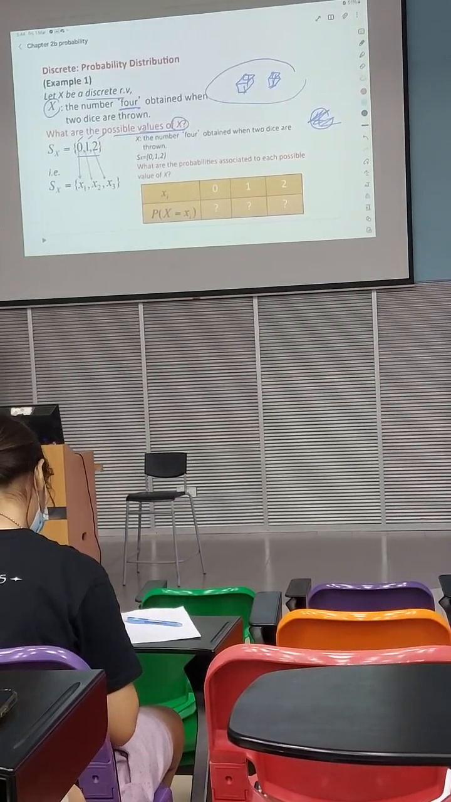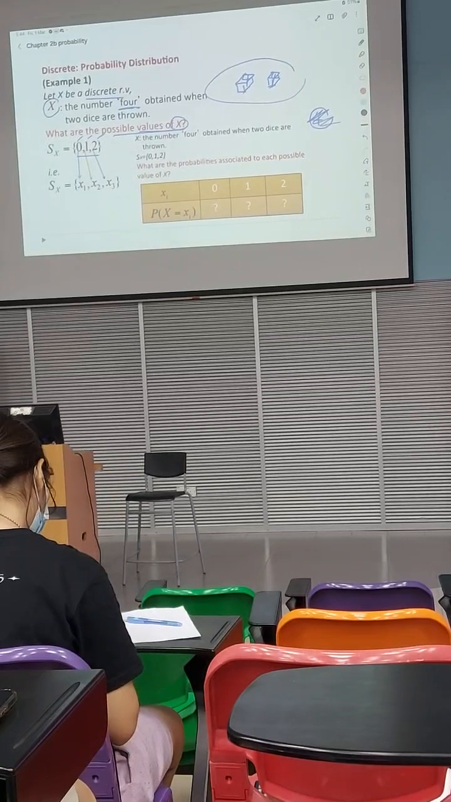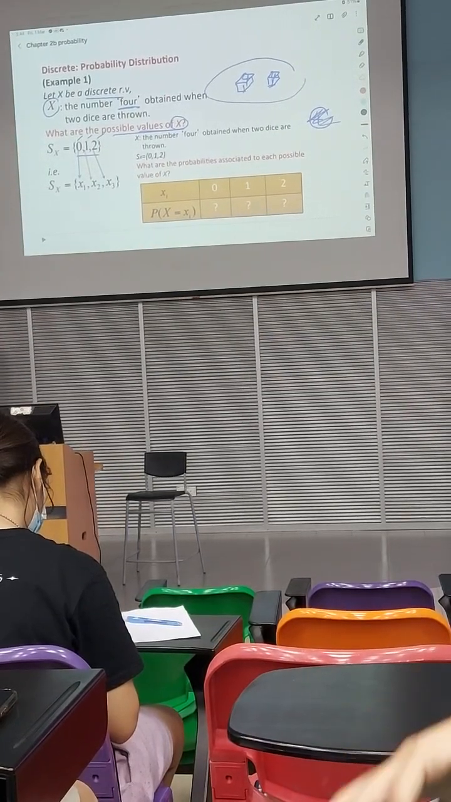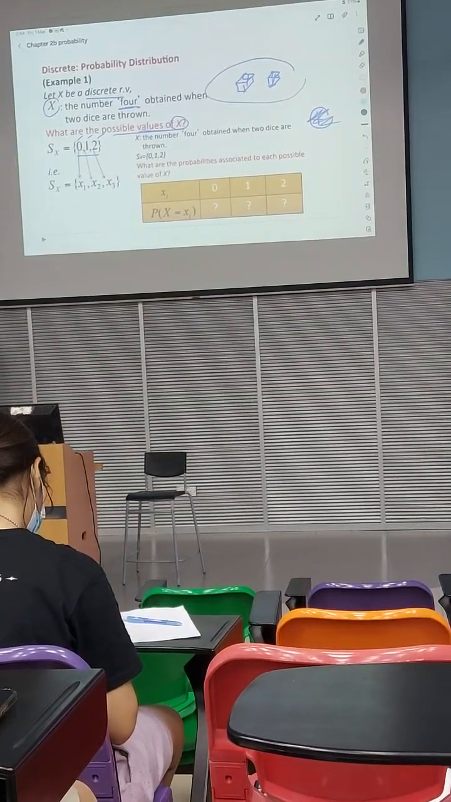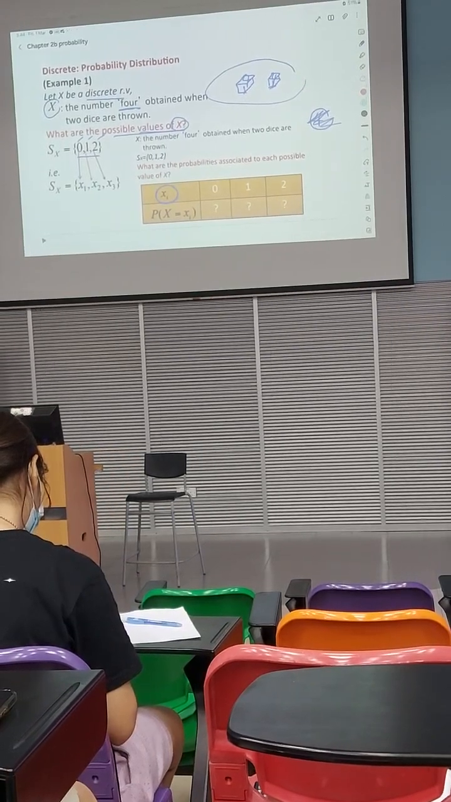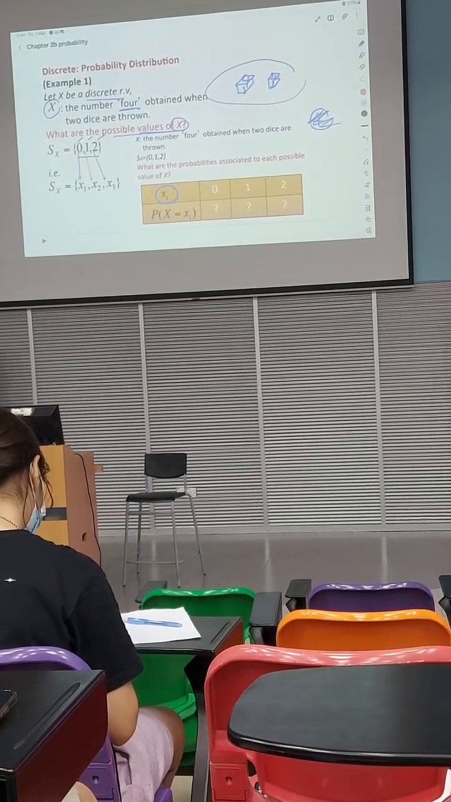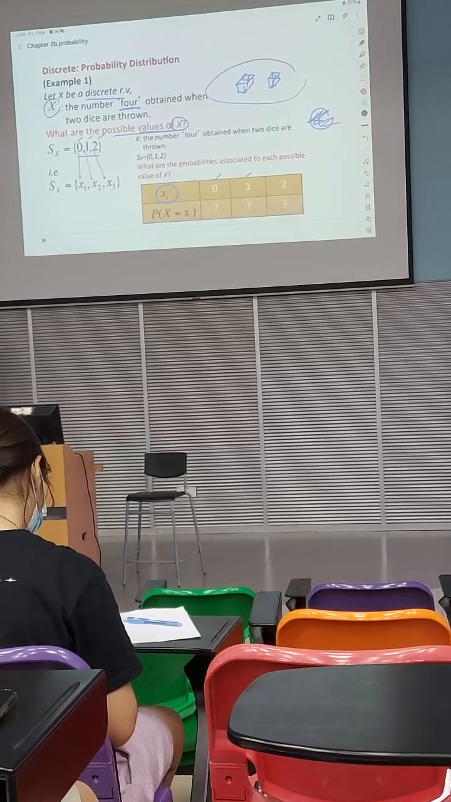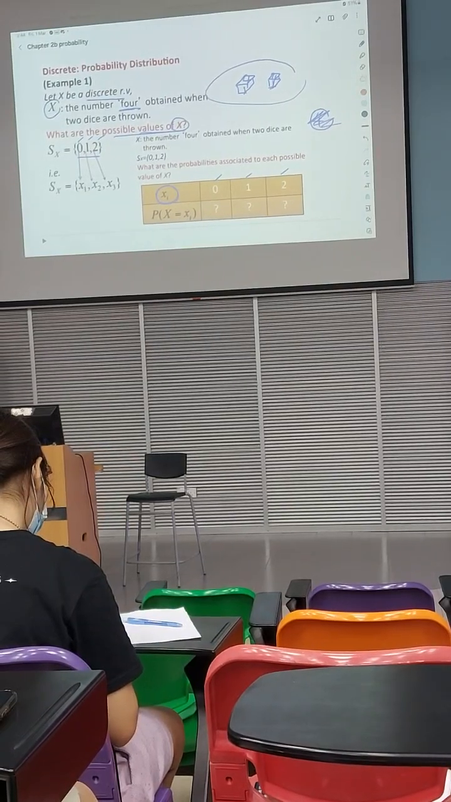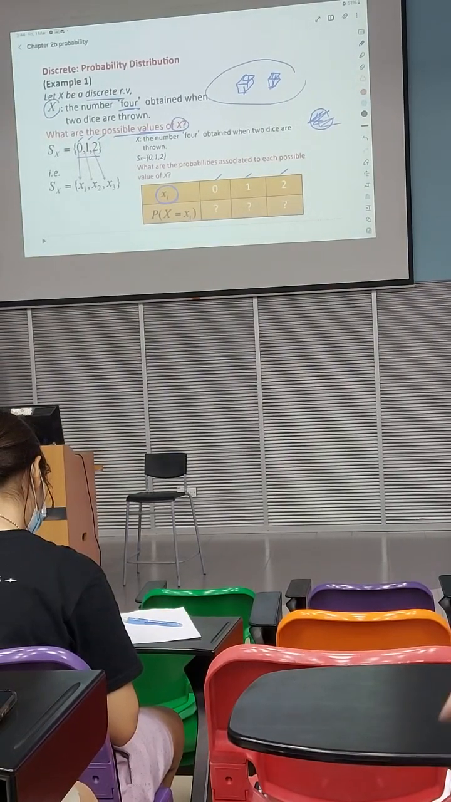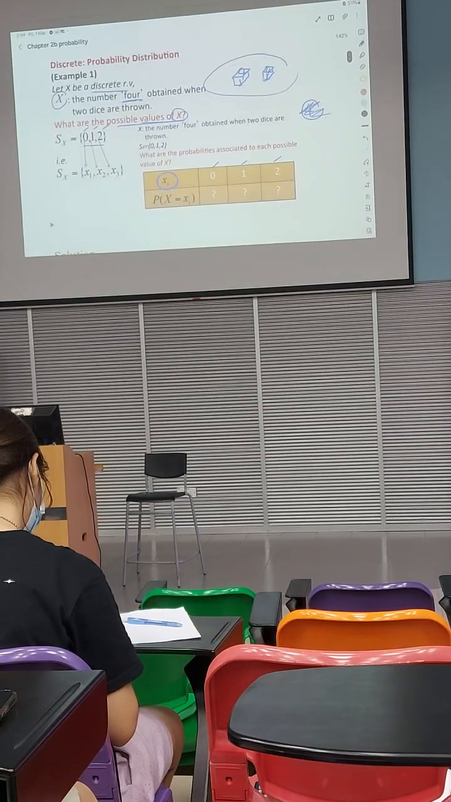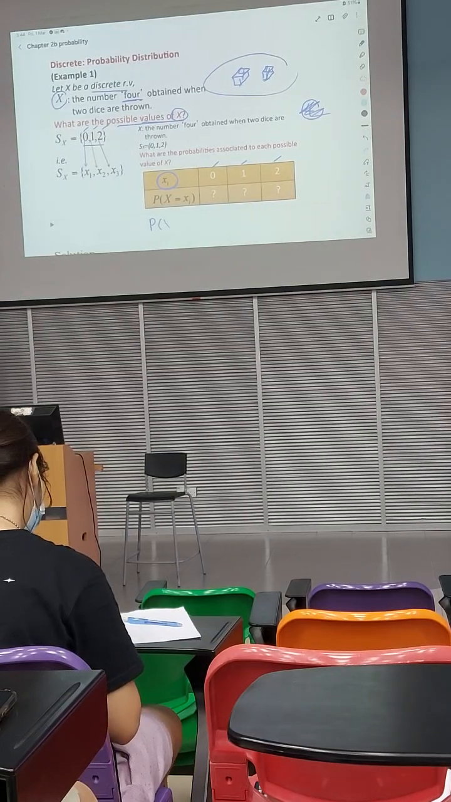Let us develop the probability distribution now. In this case, we write down the possible values of the random variable: 0, 1, 2. Now we need to calculate. What does this mean? Calculate the probability when X is equal to each value.